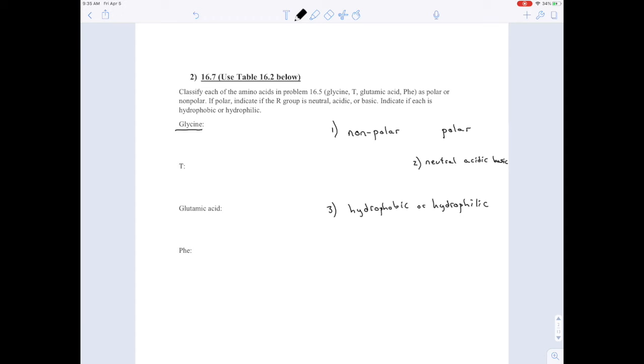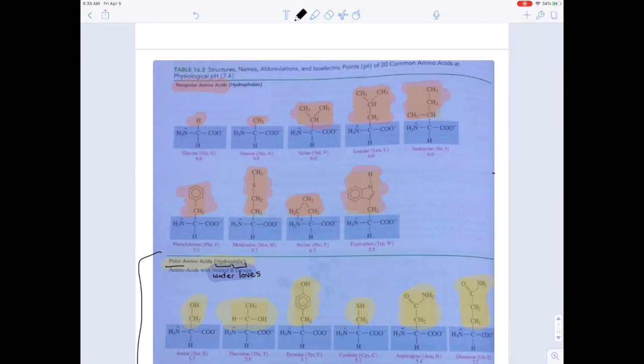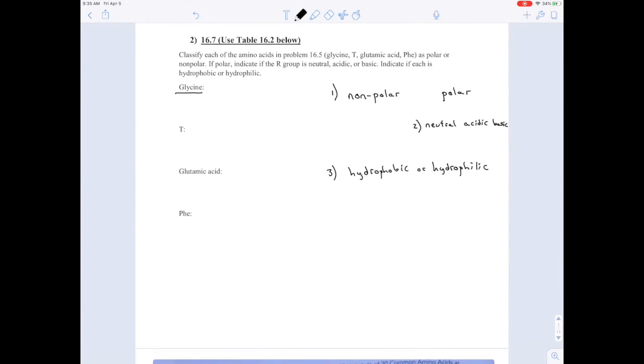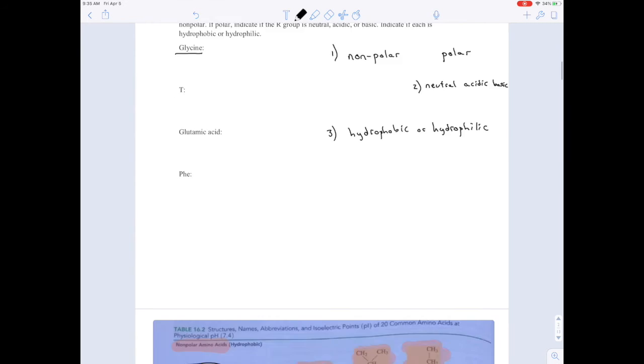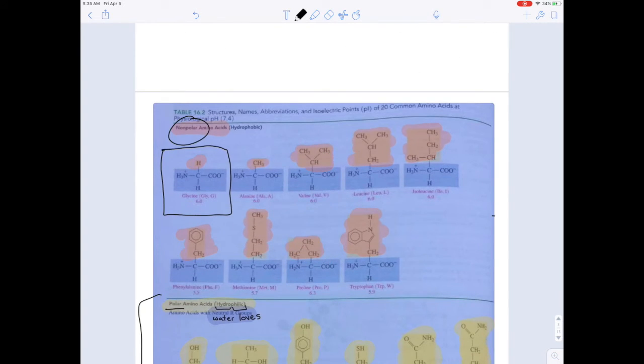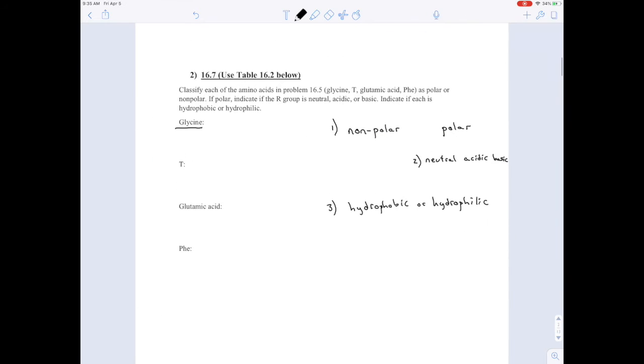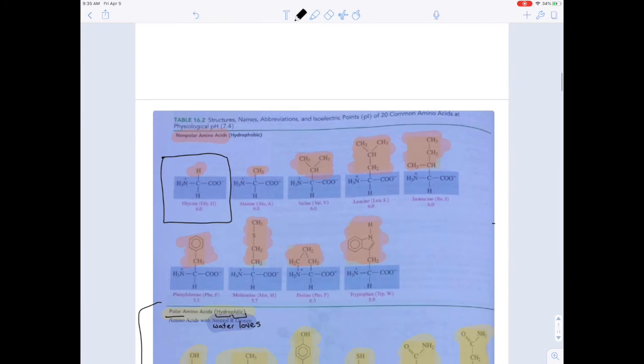And this is just going to be a matter of looking it up on the table. Glycine. Glycine is at the top left of this table. Notice, the first thing we want to find out is, is it nonpolar or polar? Glycine is nonpolar. Next, if it's polar, we would have to say whether it's neutral, acidic, or basic, but since it's not polar, we don't have to do that.